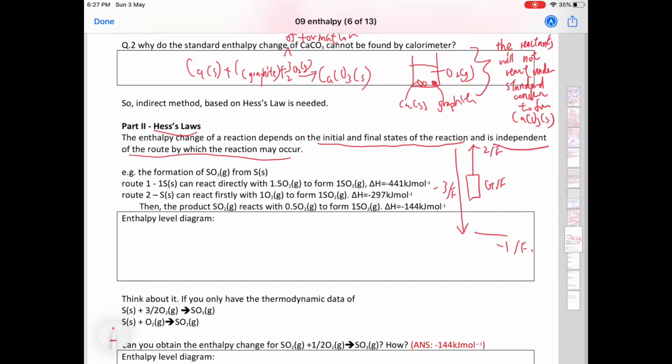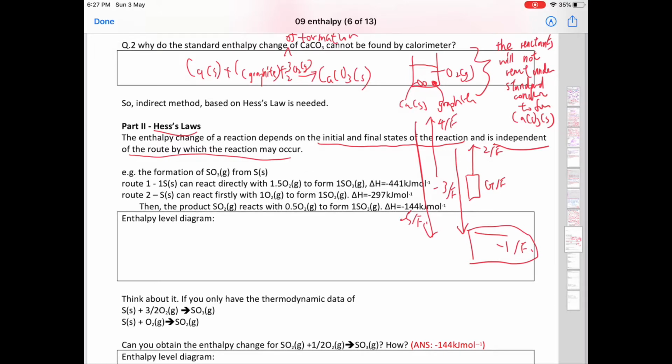Or you can go up 4 floors, and then go down 5 floors, and your new position will still be at the -1 floor, that is the basement. Can you see the idea? The route itself doesn't matter at all. The only thing that matters is your initial state and the final state of the reaction.